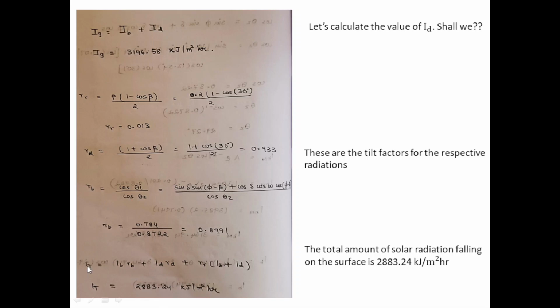So here the value of IT is an instantaneous value and not an average, like the monthly average daily radiation that we calculated during week 1. If you remember, at that time we calculated the monthly average daily global radiation and monthly average hourly global radiation, but these are the instantaneous values.